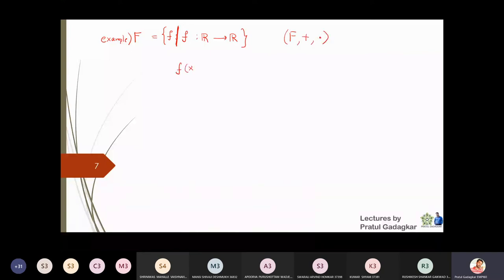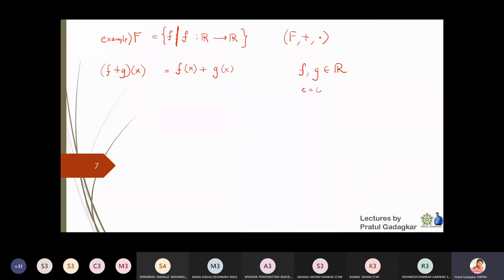What is f(x) plus g(x)? f(x) plus g(x) is nothing but what? It is denoted by (f plus g)(x). So if f is a function from R to R, and g is a function from R to R, then f plus g is also a function from R to R.